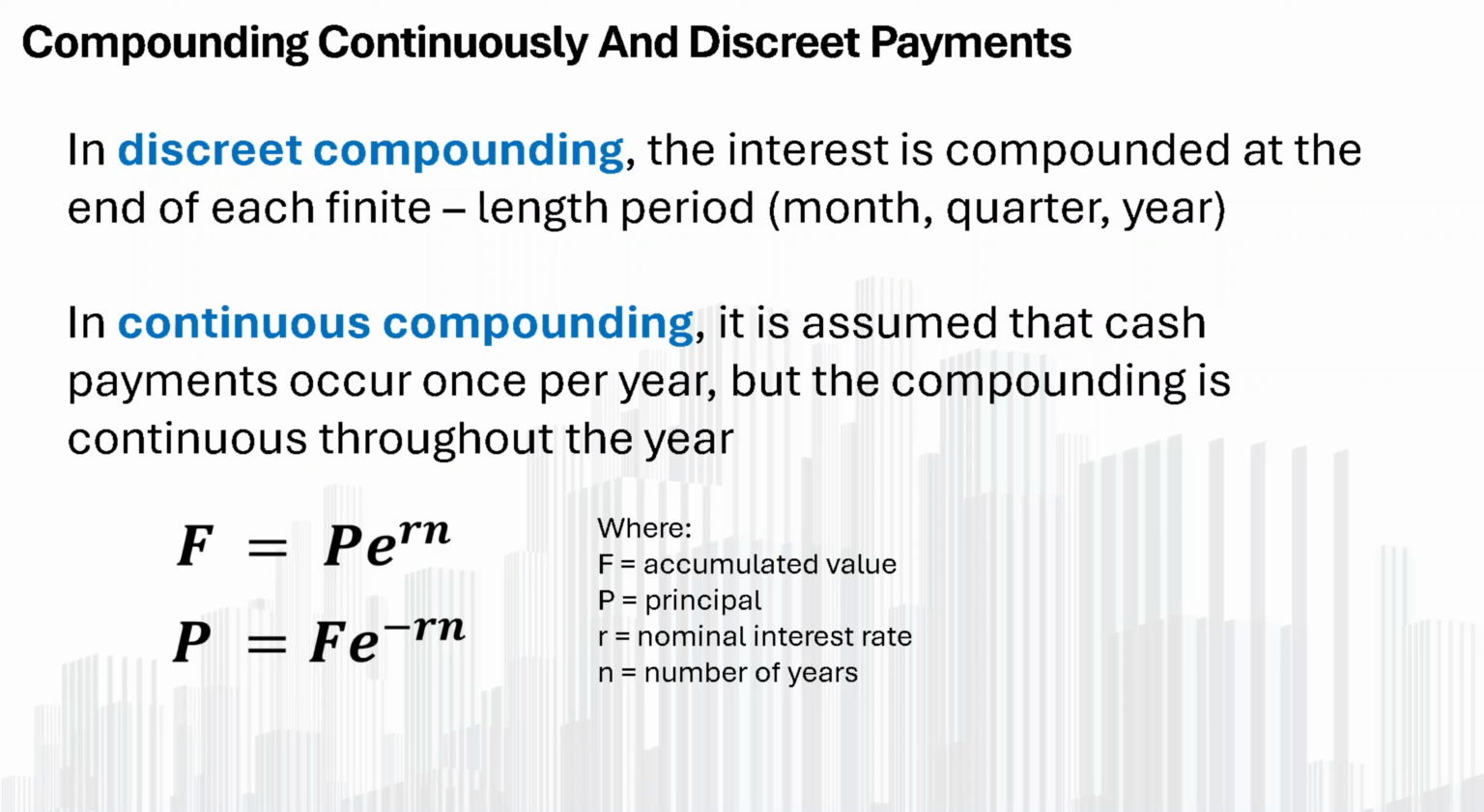So hence, we have this particular formula where F is equals to P e raised to Rn. So naka-e siya. Okay? Parang natural log function na yun. And then yung pwede natin baliktarin, we can get also yung present value dito or the principal, which is P is equals to F e raised to negative Rn. R here is the nominal interest rate, and n here is the number of years.